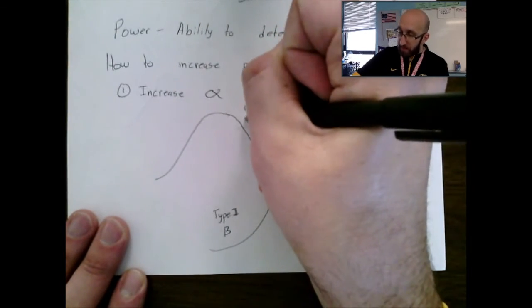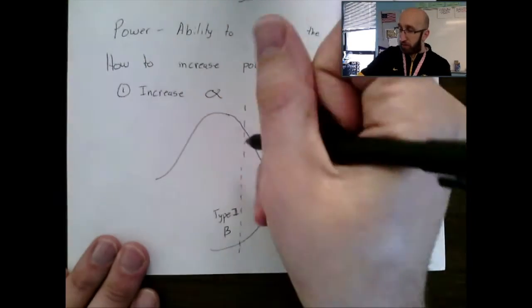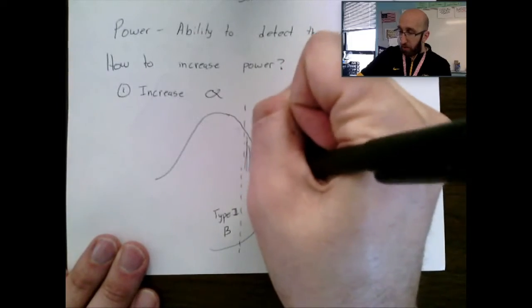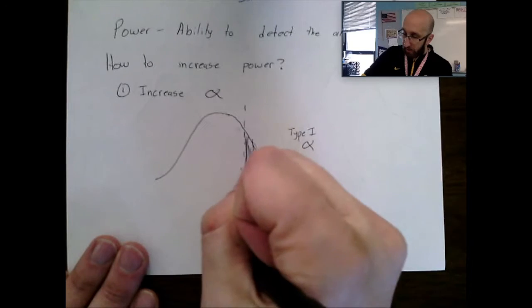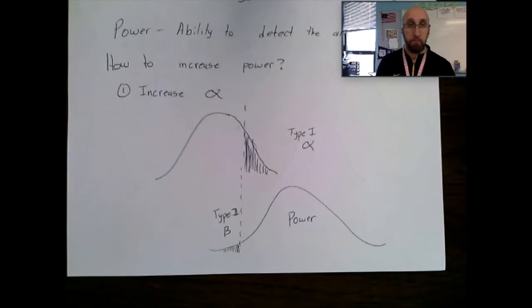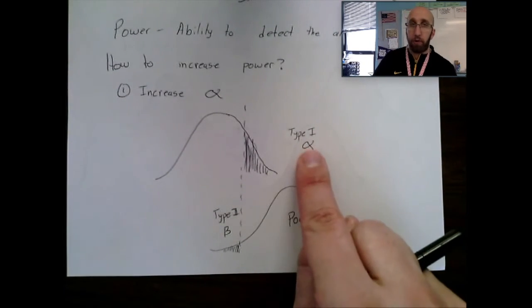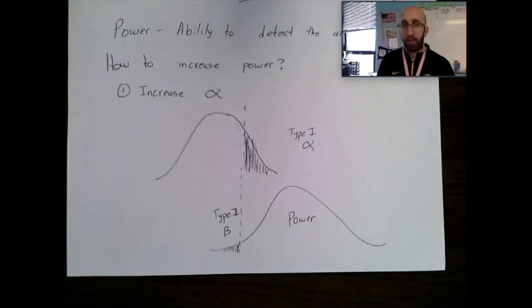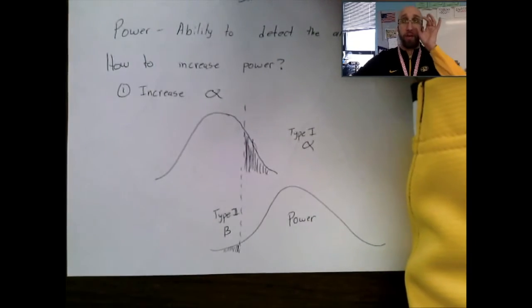So let's say I move that dashed line way over here, which is much, much further to the left than what I had it in my earlier picture. The area under the curve for my type 1 just got bigger. So alpha got bigger, beta, my type 2 error, got much, much smaller, and the space that would be power got much, much bigger. So increasing alpha increases power. But if you increase alpha and power, you're decreasing beta. Okay, so one way to increase power is increase your alpha. So instead of doing an alpha of 0.05, maybe you're doing an alpha of 0.10.